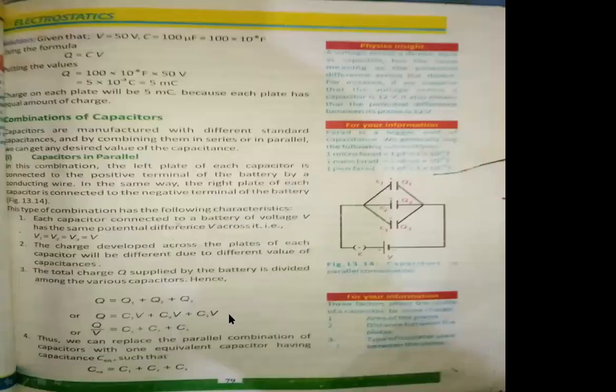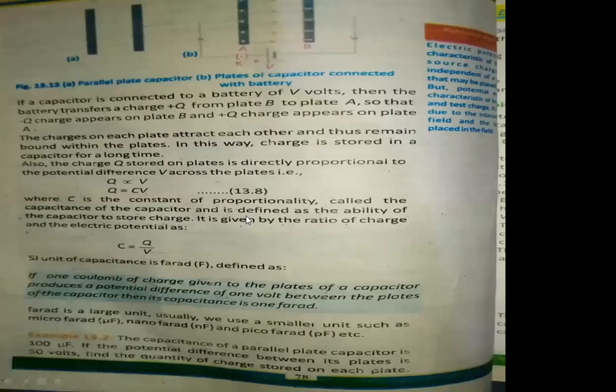So first of all, I write the data. V is 50 volt, which is given to me, and capacitance is denoted with capital C. This is related to the formula we just derived: C is equal to Q over V. Actually, we want to find out the charge. So Q is equal to CV. You have to remember this.